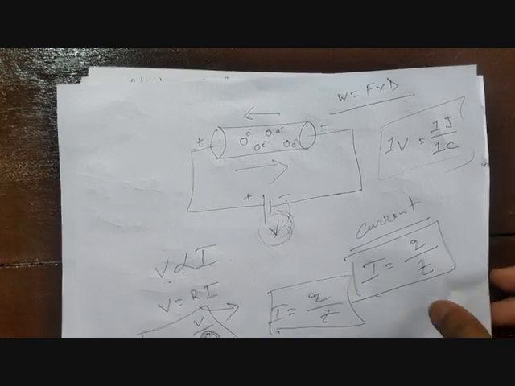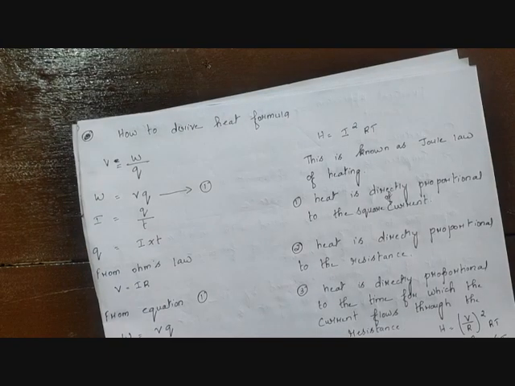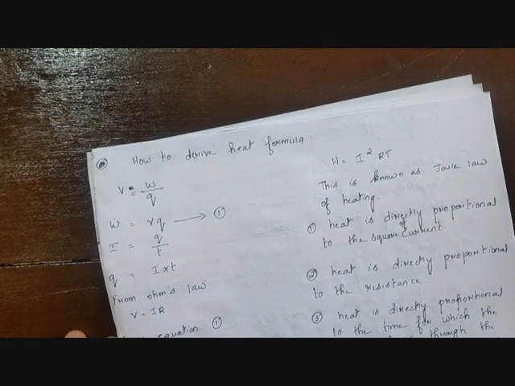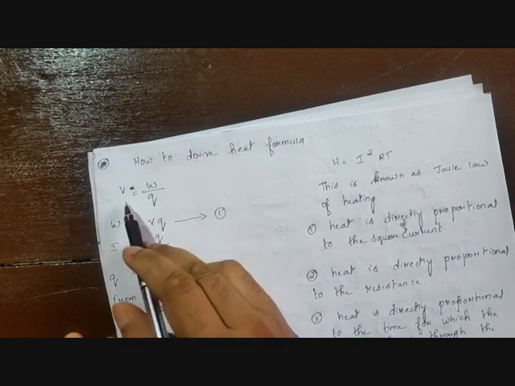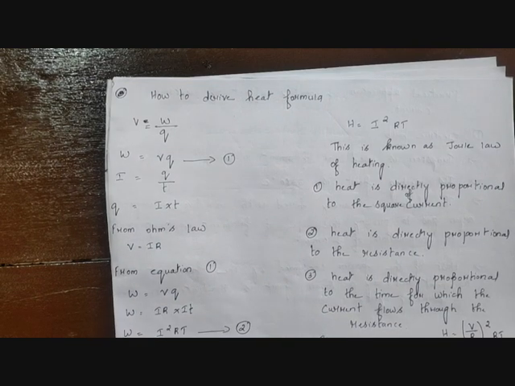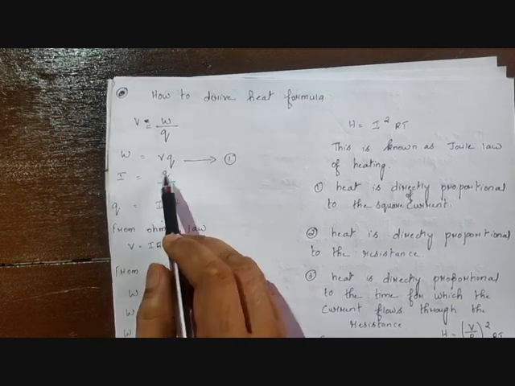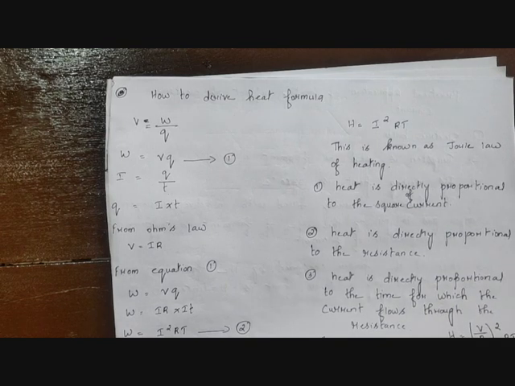Clear? So now see, there are some formulas for heat generation. We can derive this heat formula. I hope you know this: V equals W by Q. V is your voltage, W is work done, and Q is your charge. Clear? Now if you cross multiply, you get this equation, W equals VQ. And I equals Q by T, this is the formula of current. If you cross multiply, you get Q equals IT.